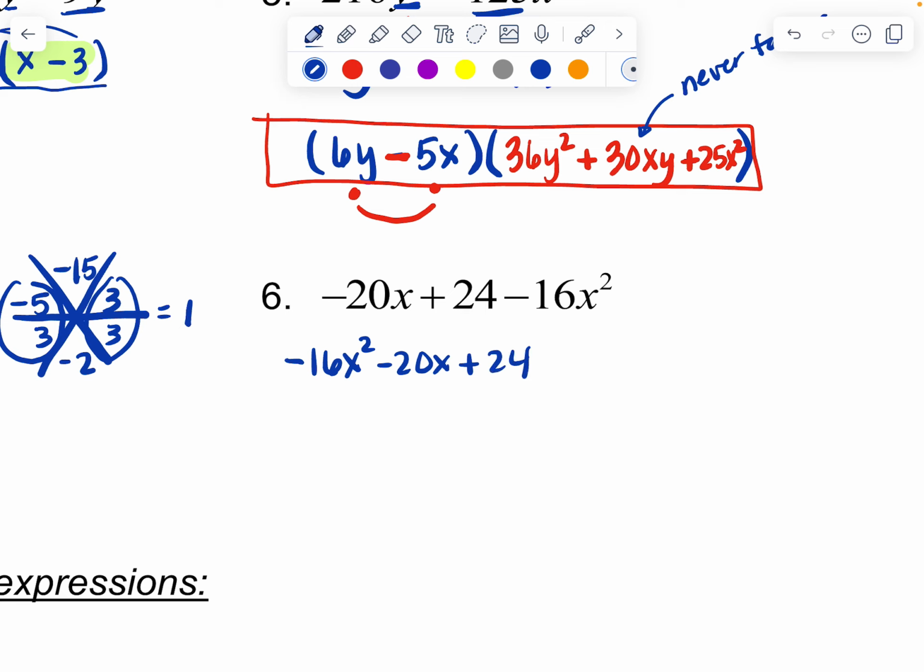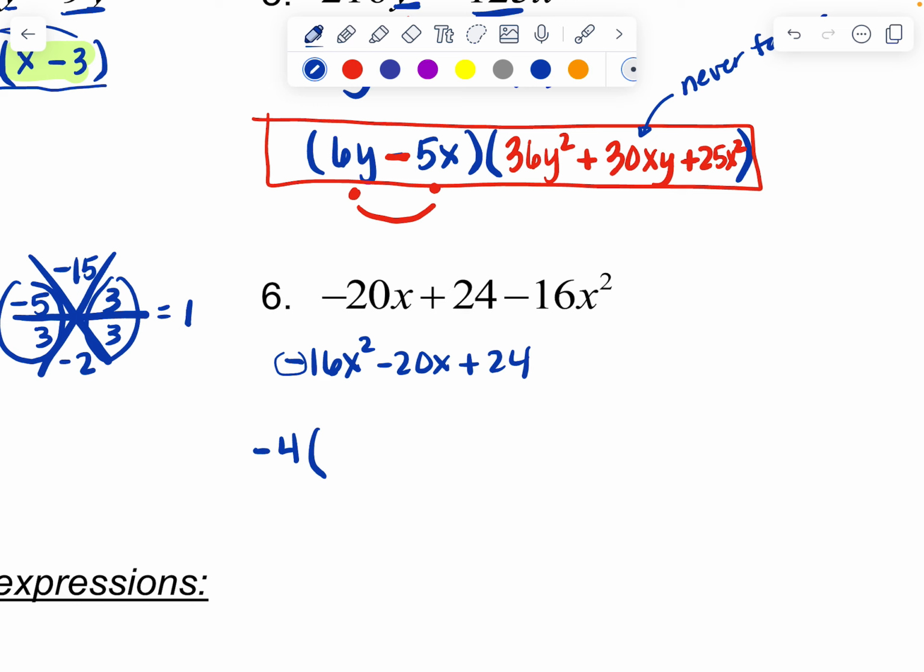Now, you guys, I'm looking at this going, these numbers are really big, okay? That's a huge hint that this may be a GCF. So what is the biggest number that goes into 16, 20, and 24? I believe that's 4, but I'm also going to pull this negative out with it because you never want your x squared term to be negative. So I'm going to go ahead and pull out a negative 4 as a GCF.